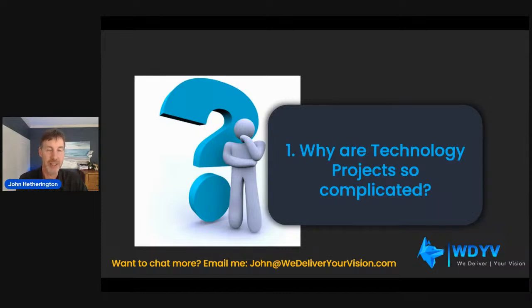I'd say the key reason is that, at the end of the day, technology projects are complicated because we're doing it new for the first time. We've never done this before. The whole point of a project is that it's a unique endeavor, a unique activity with a fixed duration. That's the classic definition of a project that I really like. And the reason it's unique is because we want to implement something new: a new system, new functionality, a new application.